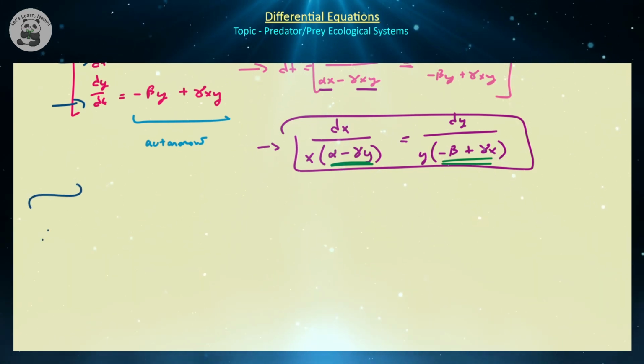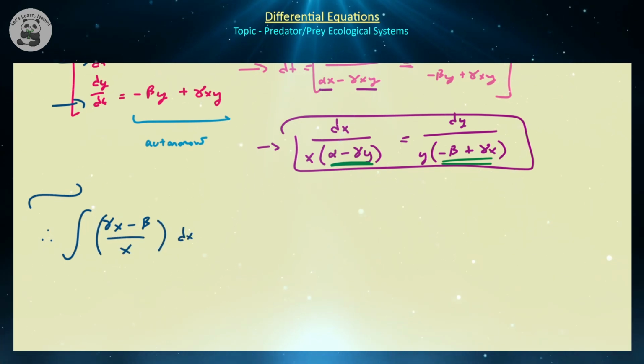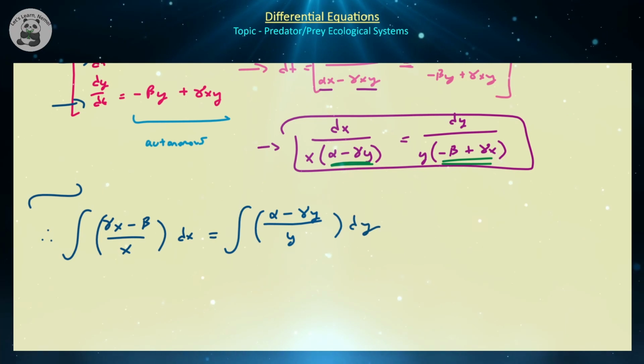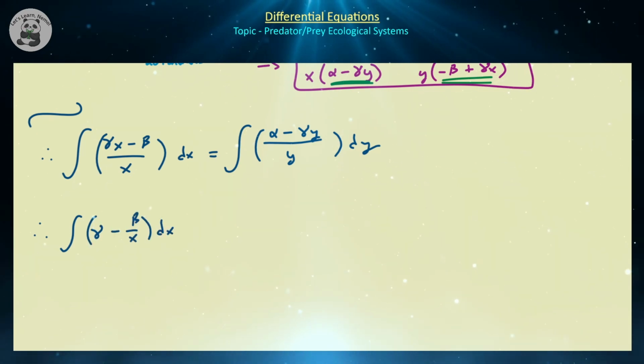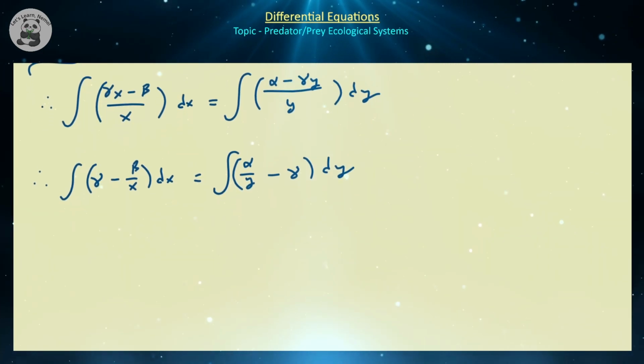So once I rearrange this, I'm going to have what? It's going to be left with, let's call it, gamma x minus beta all over x dx is equal to alpha minus gamma y all over y dy. Right, so now it's time to integrate this, but I want to decompose these fractions to make it a little bit easier to see. So it's going to be equal to the integral of gamma minus beta over x dx is equal to the integral of alpha over y minus gamma dy.